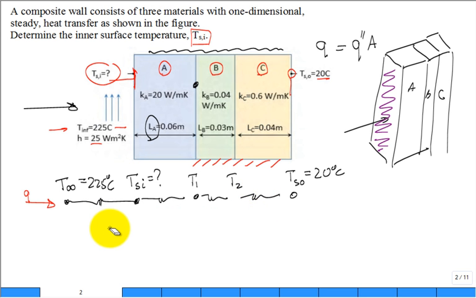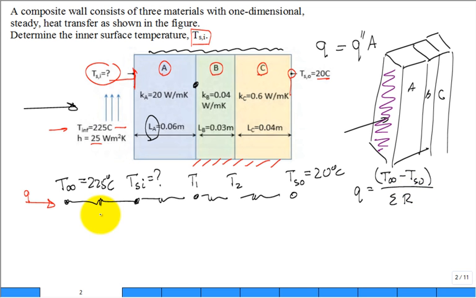Now, the equation is Q will be equal to the temperature infinity minus temperature S naught, the total driving, what's driving the flow through the system, the total temperature difference, divided by the sum of those resistors. Why do you sum them? Because they're in series. They're in series.